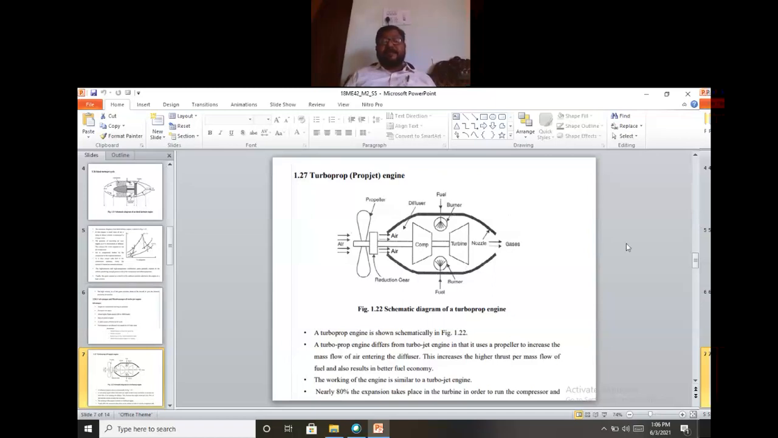The working of the engine is similar to the turbojet engine. Nearly 80% of the expansion takes place in the turbine in order to run the compressor.